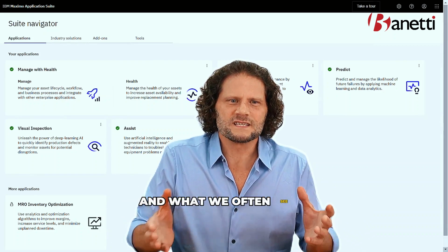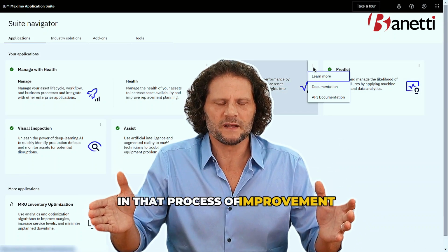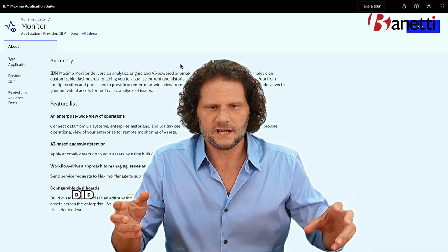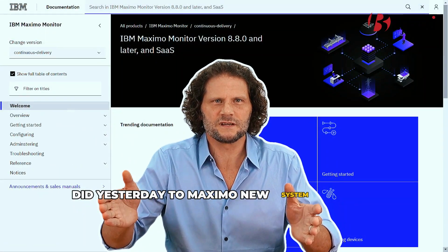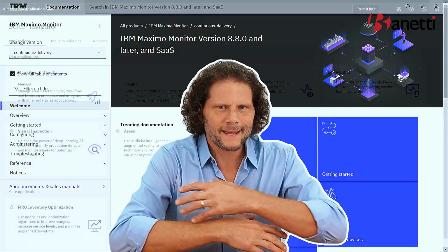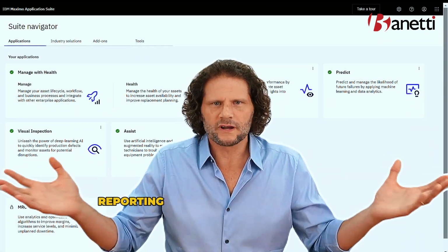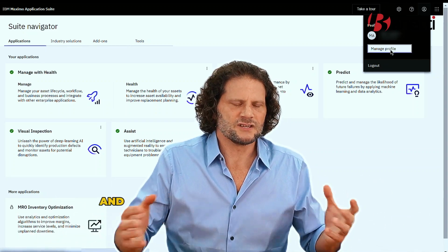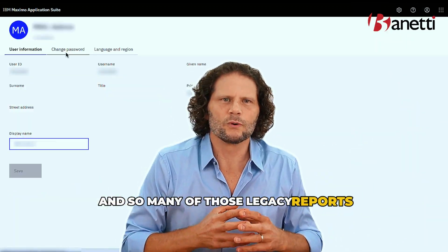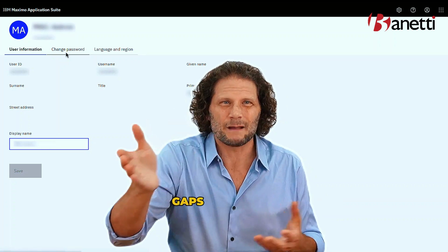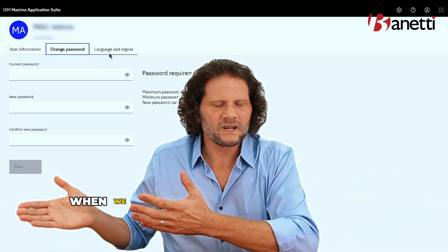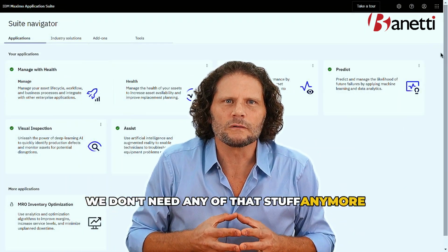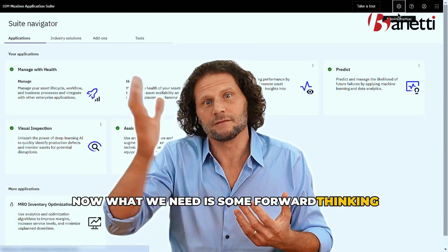And what we often see is in that process of improvement, we went from old system lagging indicators, what we did yesterday, to Maximo new system leading indicators. Dashboards completely change. Reporting metrics completely change because we've optimized processes, and so many of those legacy reports and dashboards were focused on gaps in process. When we clear that up, seal up all those gaps, we don't need any of that stuff anymore. Now what we need is some forward thinking, forward looking stuff.